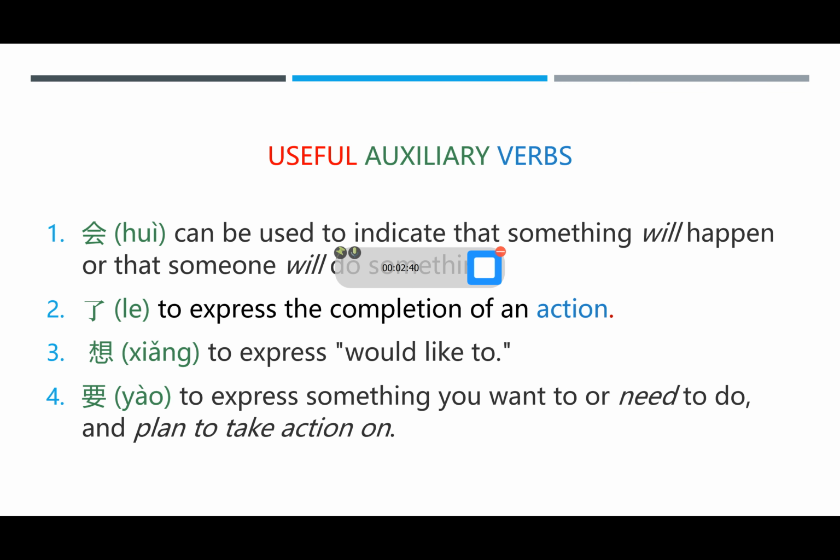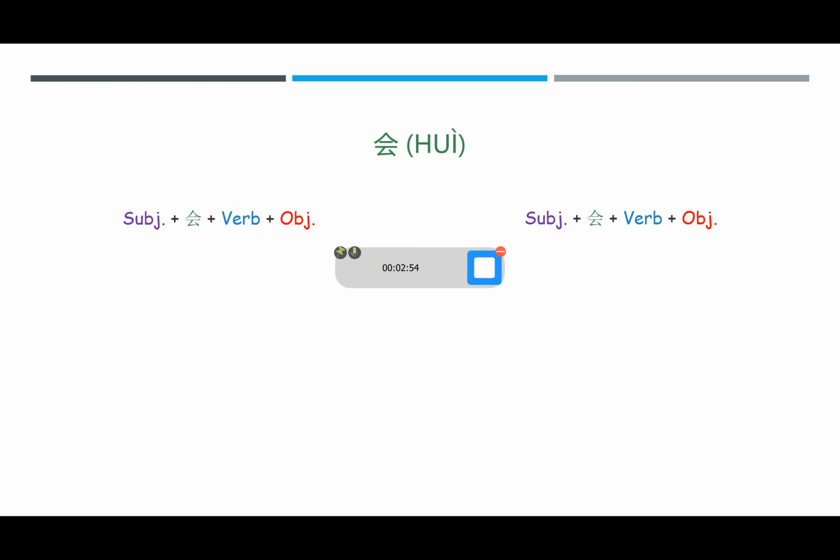And yao, used to express something you want or need to do and plan to take action on. So there's a stronger intention behind the use of yao in Chinese. It suggests that this action will happen in the future. So when we look at hui, the sentence structure is subject plus hui plus verb plus object.